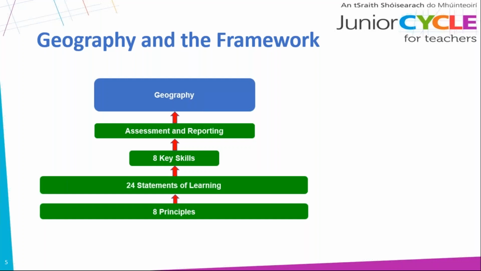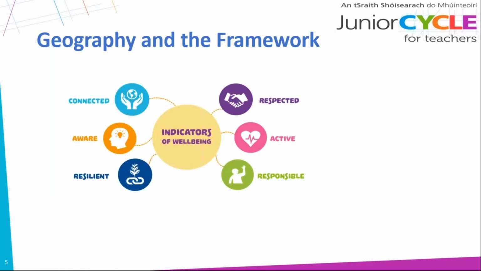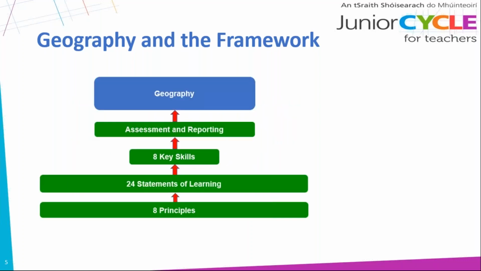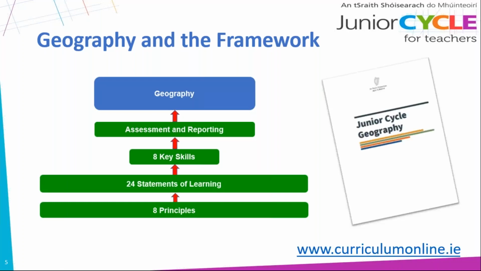Well-being is one of the underpinning principles and is part of all aspects of the Junior Cycle, including our subject geography. The National Council for Curriculum and Assessment, NCCA, have identified a series of indicators which are central to well-being. They are connected, aware, resilient, respected, active and responsible. Junior Cycle Geography will require a minimum of 200 hours timetabled student engagement over the 3 years and is offered at common level. You may find it helpful to have access to the Junior Cycle Geography specification during the webinar.